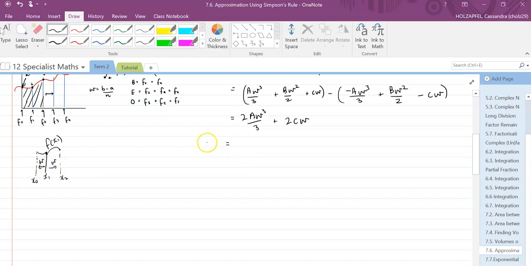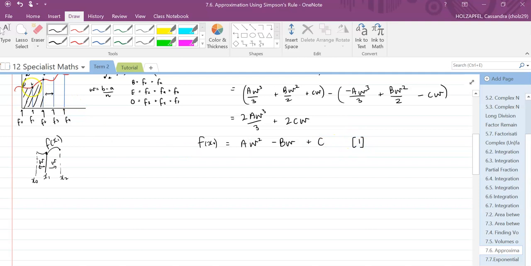So let's find these equations. Our first equation for f of x0 is going to be equal to aw squared minus bw, because if we substituted in negative w here, negative w squared is going to become positive w squared, whereas this will be minus bw. When we substitute that in, we'll get that negative value, plus c. So that's our first function.